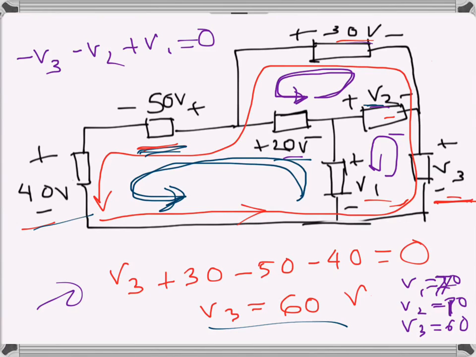So we have minus V3, minus V2 and plus V1. Once again, V2 is 10, so minus V2 is minus 10, and V3 is 60, so that's minus 60. So minus 60 minus 10, which is minus 70, plus 70, which is 0. So it satisfies. So we can always do a check considering another loop. Particularly in this case, we can do the check.